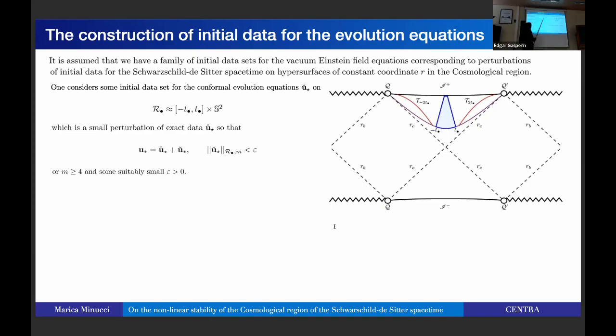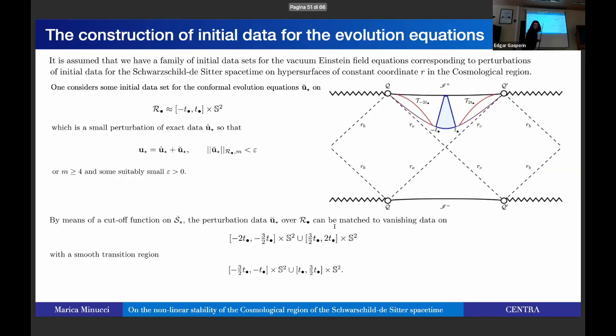Then one considers U ring star as the exact Schwarzschild-de Sitter initial data. We have an initial data set in red on this region here, which is a small perturbation of U ring. So this is the exact initial data, and this is a small perturbation. And our definition of small means small in terms of the Sobolev norm.